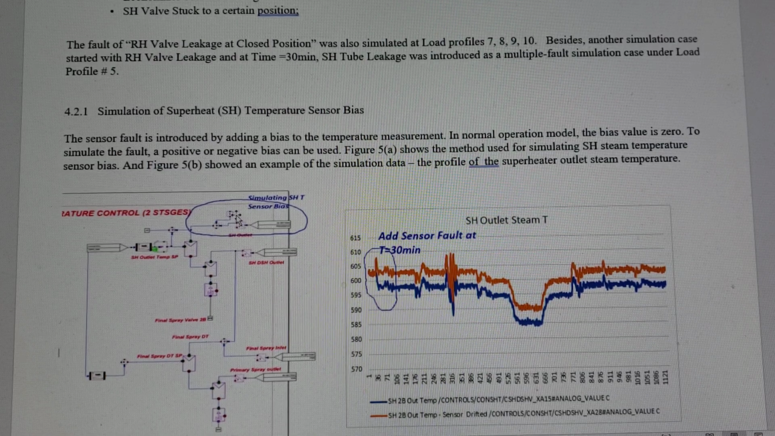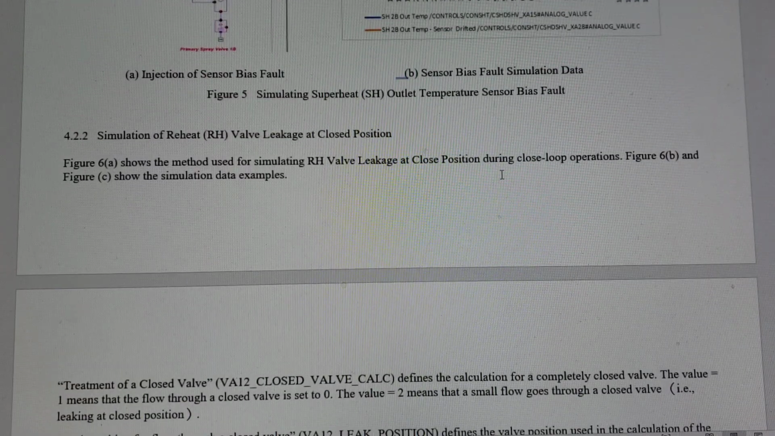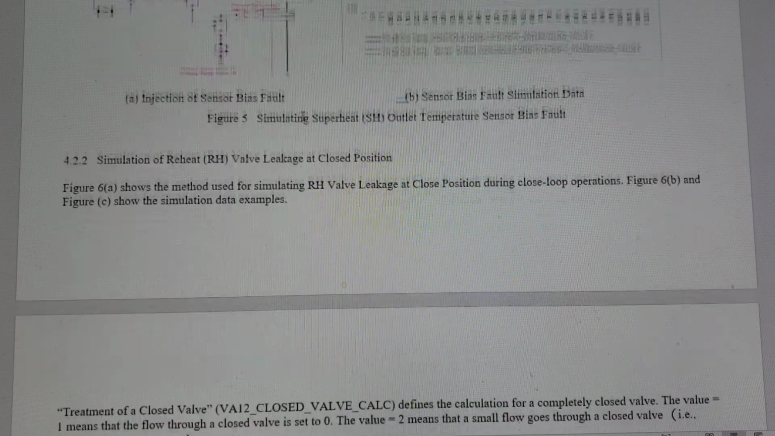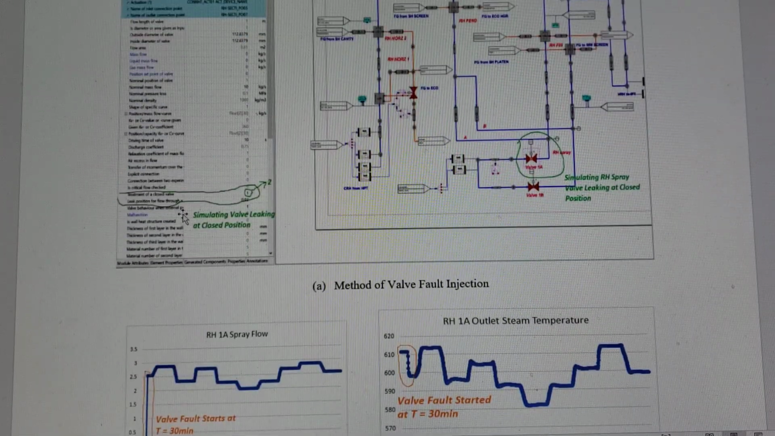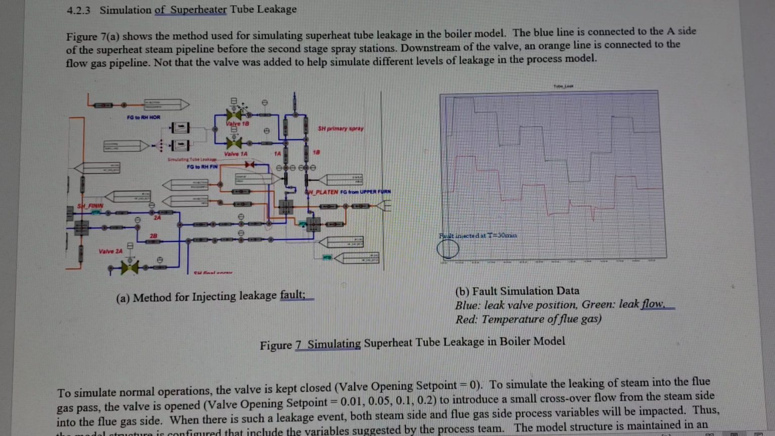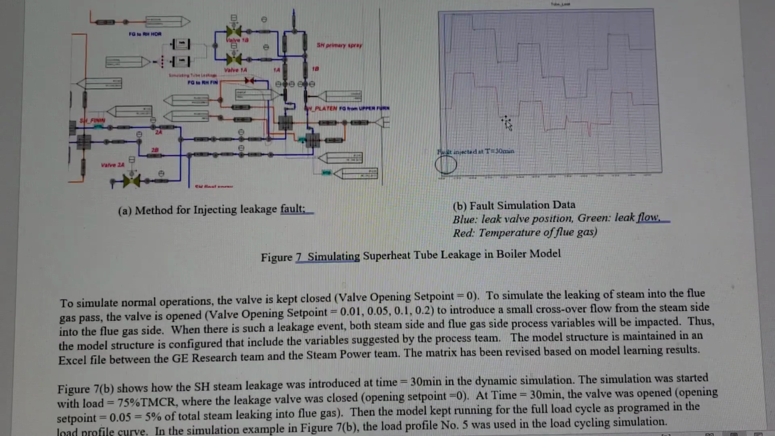We take a sensor and add the bias here, either plus or minus, and then it generates the value like this, recorded from the simulator and exported as a data file, a text file. And this is another one, simulating the valve leaking at closed position, and you generate the data. And this one simulates superheater leakage. That means you get steam leaking from the superheated steam into the flue gas side.